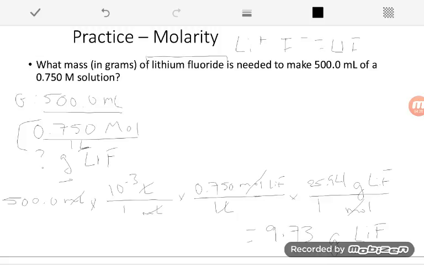So key thing to keep in mind is that big M is a combined unit. It means moles per liter. We can use it in a conversion problem just like this. Now, some of you aren't going to like that. You're going to want to use the triangle.